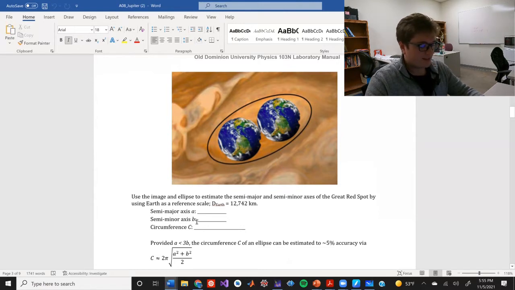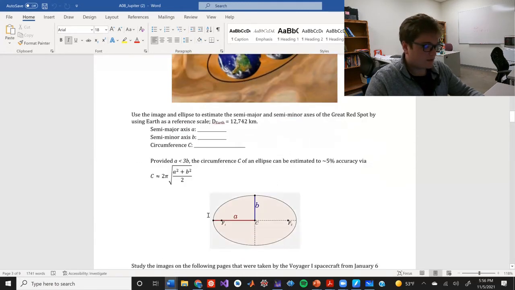Okay, so how do we find the semi-major axis? Well, let's say the center of this ellipse is right between these two Earths. And so we know that the semi-major axis is the axis corresponding to the longest diameter. Just in case you need a reminder, here's a little image down here of an ellipse with a semi-major axis corresponding to this radius, which is half of the longest diameter, and then the semi-minor axis is here, which is half of the shortest diameter.